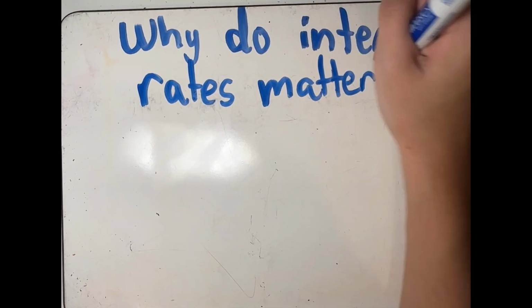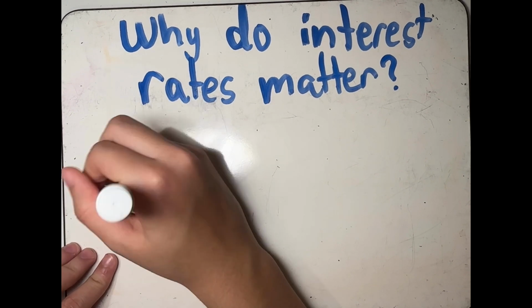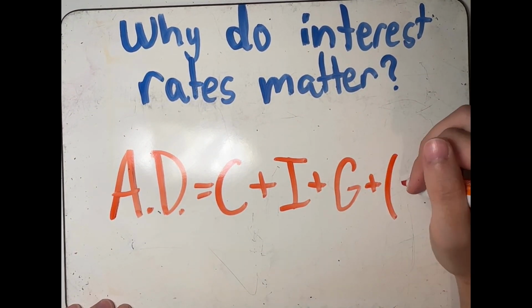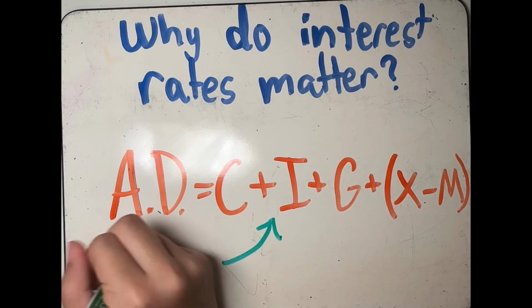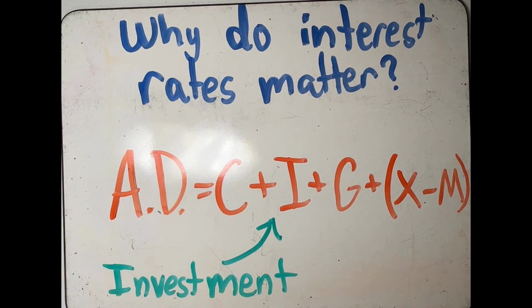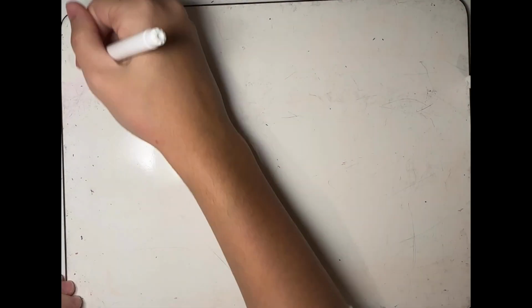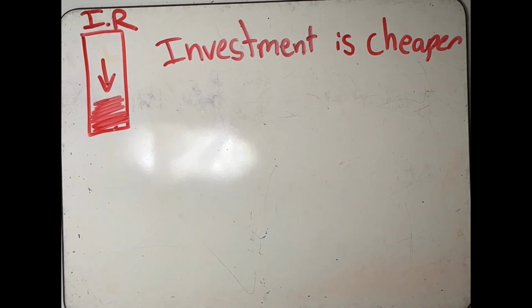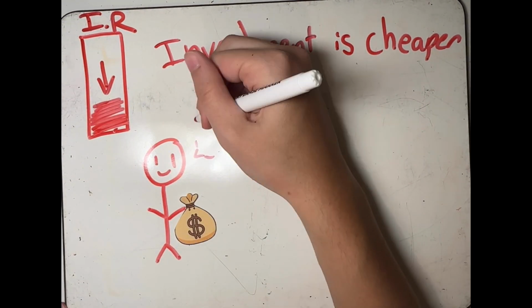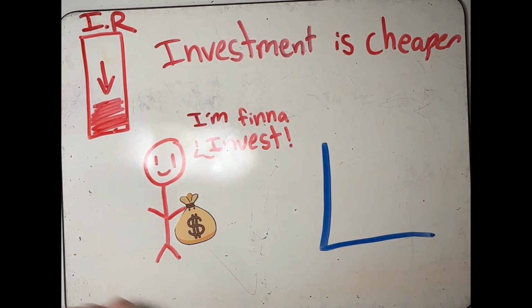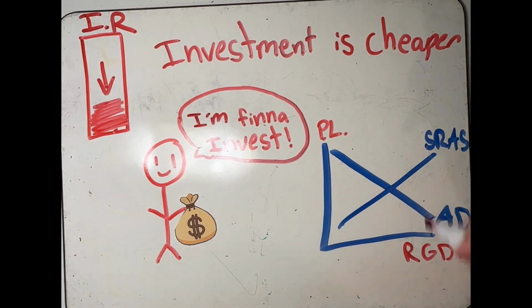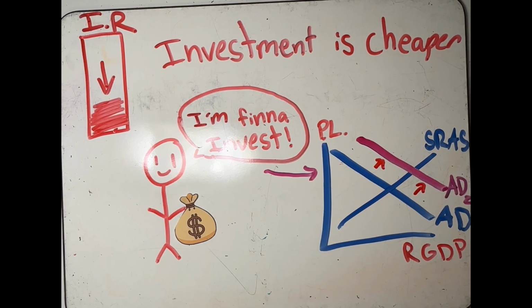So, why do these interest rates matter? Well, the interest rate will dictate how much investing will happen. And this impacts the economy because, as you may remember, the equation for aggregate demand includes investment. The lower the interest rate is, the cheaper it is to invest, thus more people will be compelled to invest, which altogether raises aggregate demand. If an economy is in a recession, lowering the interest rate can create an economic boost sufficient to close that gap. And the same thing goes the other way around.